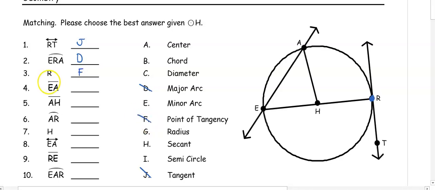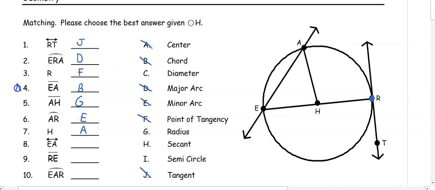Number 4, it doesn't have arrows, so this is segment EA. It is starting at E and ending at A. Both points are on the circle, which is a chord, letter B. AH is a segment that goes from the center of the circle to a point on the circle, so that is going to be our radius, G. AR is an arc. It's only got 2 letters, so that's going to be a minor arc, which is E. Point H is in the center of the circle, so that's going to be A.